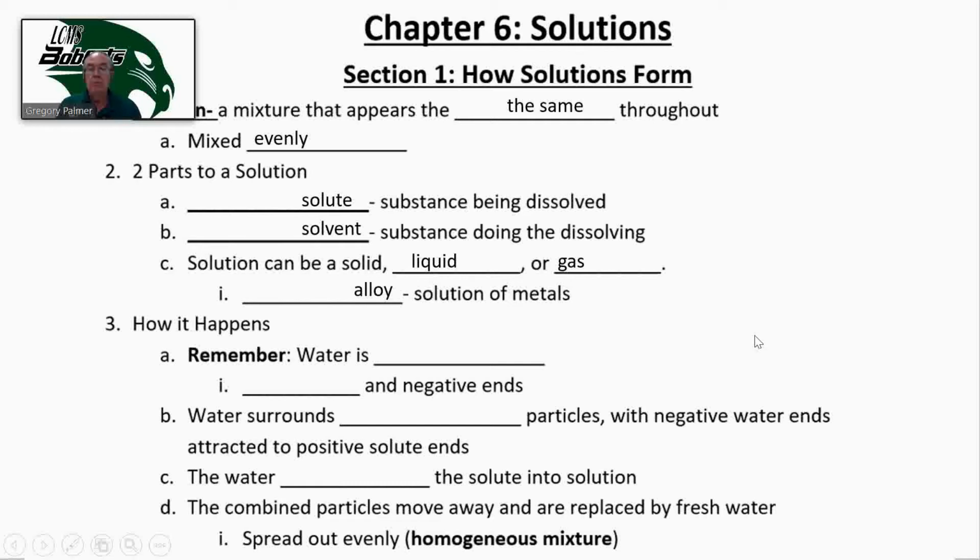Okay. Now, how dissolving of ionic compounds happens. Remember, water is polar. It has a positive end and a negative end. Anything with poles has a positive end and a negative end. Okay. Water surrounds solute particles with the negative ends of the water attracted to the positive solute ends, and the water pulls the solute into solution. Okay. The combined particles move away and are replaced by fresh water spread out evenly.